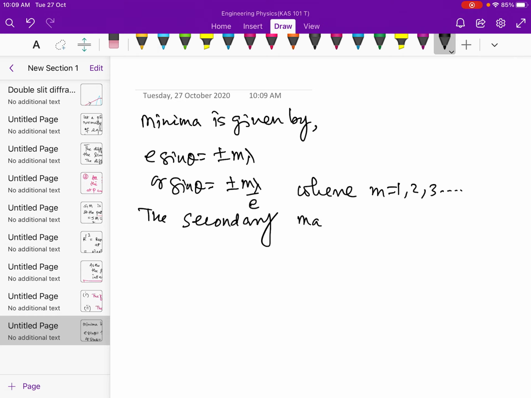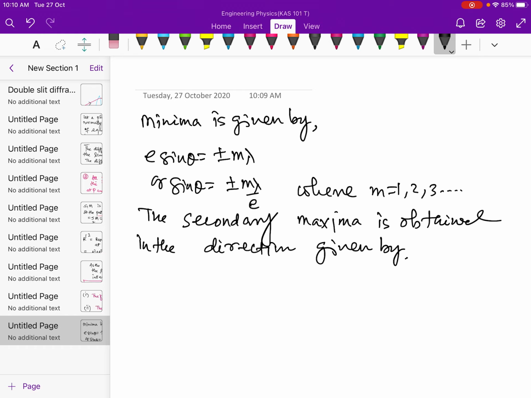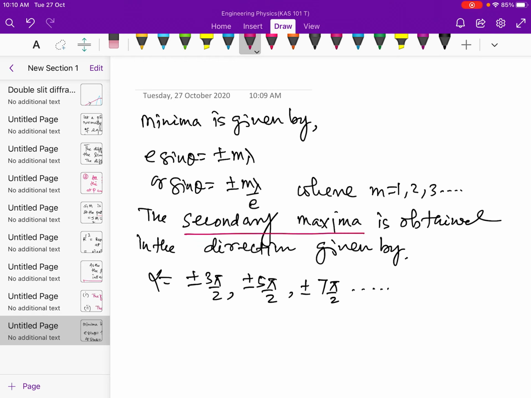The secondary maxima is obtained in the directions given by alpha is equal to plus minus 3 pi by 2, plus minus 5 pi by 2, plus minus 7 pi by 2 and so on. So these are the positions of the secondary maxima, and these are the conditions of the minima.